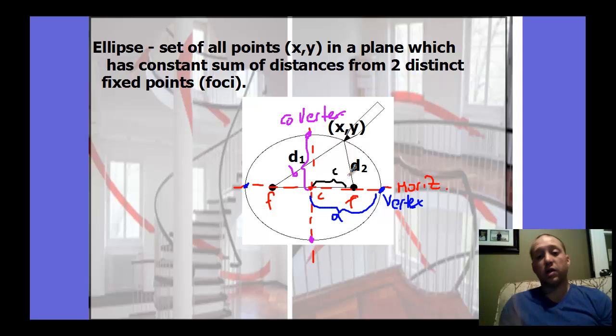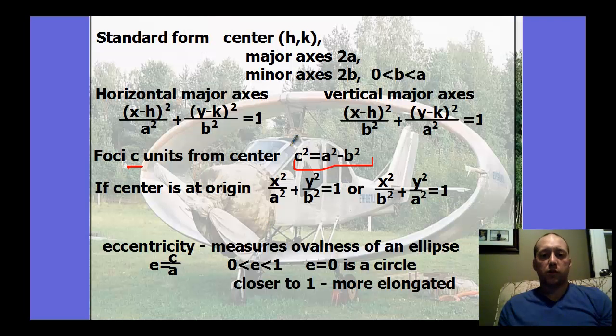Notice how for an ellipse, our A value is always going to be bigger than our B value, because it's stretched out in that direction. A is also on the same axes as C, so A and C, the foci and A are on the same horizontal line if it's horizontal. And so that's the different parts of an ellipse.